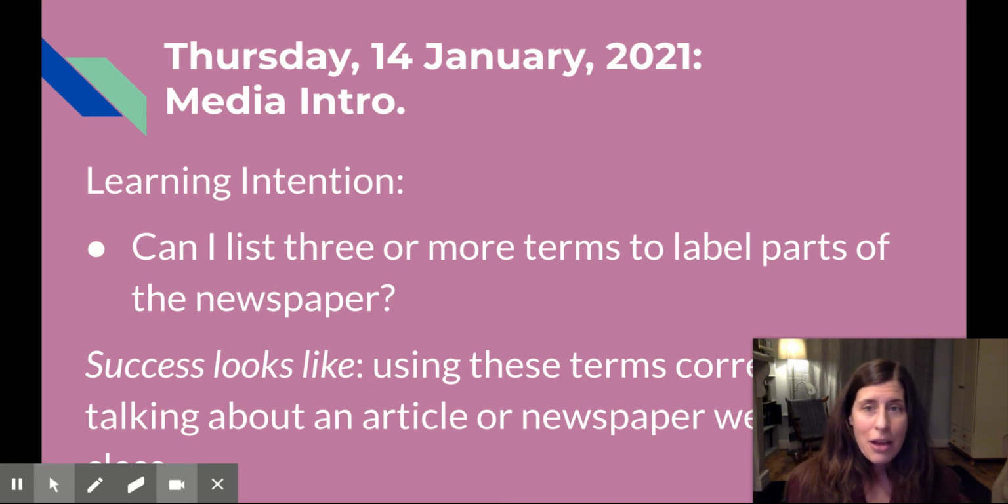Pause again, write down this learning intention. Can I list 3 or more terms to label parts of the newspaper? You want to pause and write that down.